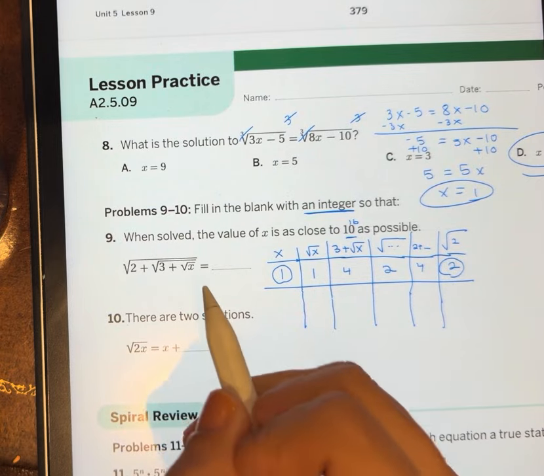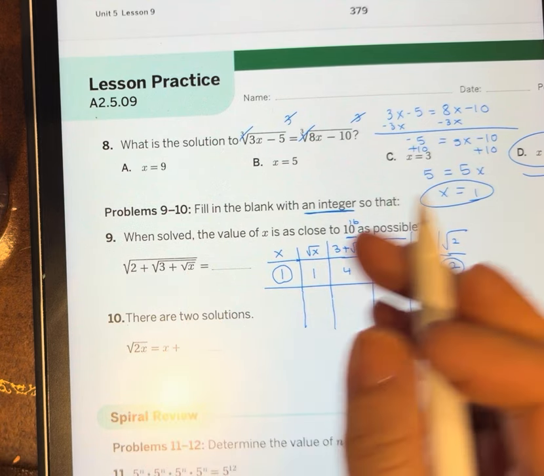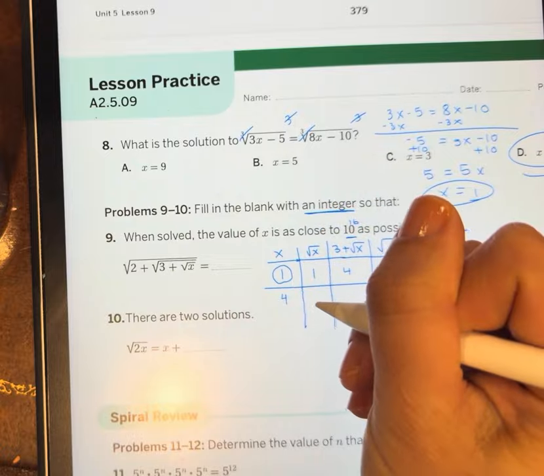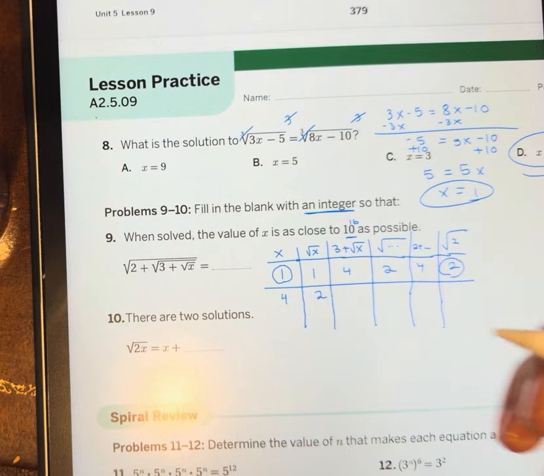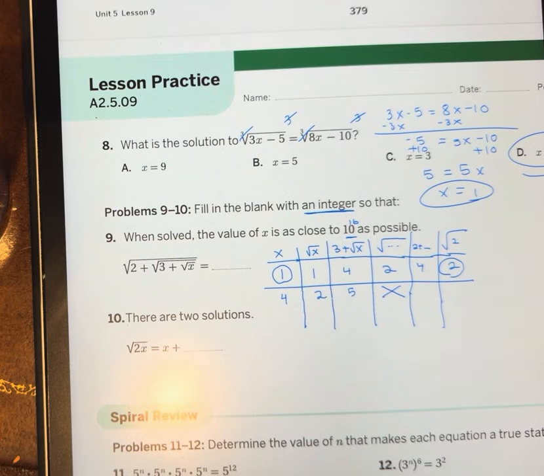So let's keep going. 2 is not going to work. 3 is not going to work. 4, if x is 4, the square root of 4 is 2. And then 3 plus that is 5, and the square root of 5 is not an integer. It ends right there.